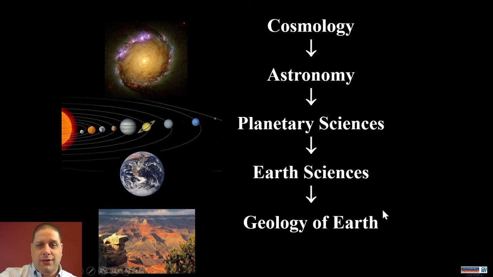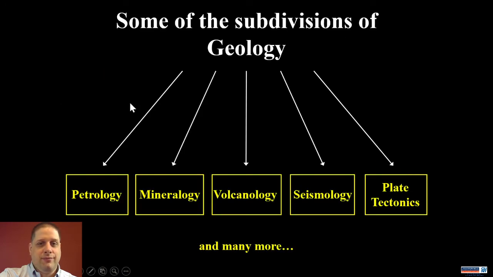We'll talk about oceanography, climate, the atmosphere, the history of the Earth, the development of the Earth over time. So that's all of the Earth sciences, which again is part of the planetary sciences, a subsection of astronomy, and all of that is just subsumed under cosmology. That's where you are in terms of the sciences.